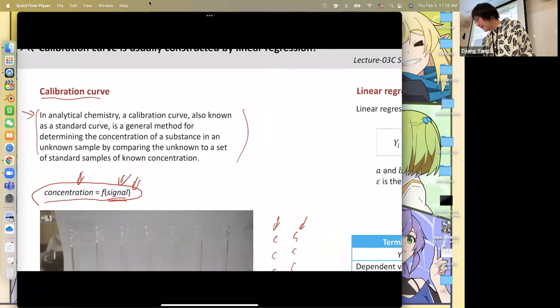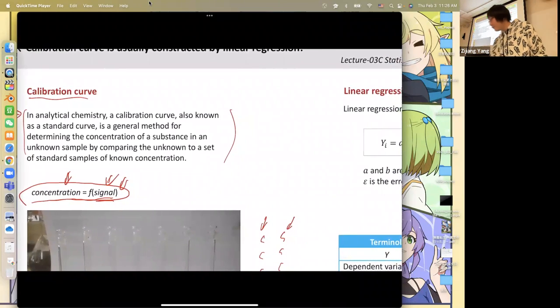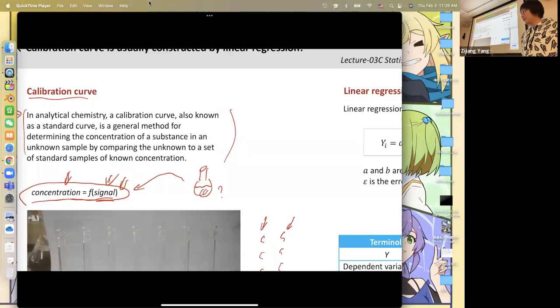Then by having constructed this relation, one day we have a new sample and the concentration is unknown. In this case, we send this unknown sample to the instrument. Then the instrument will generate a new signal. Because we have already constructed the relation or function between signal and concentration, we can use this signal to back calculate the concentration. In this way, we know the concentration of this unknown solution. So this is the idea of the calibration curve.